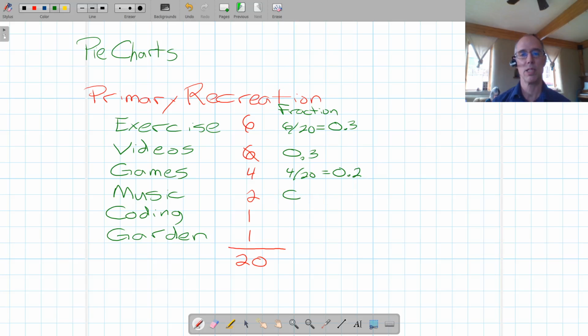2 out of 20 would be 10%. 1 out of 20 would be half of that 10%, so that'd be 5%, and then this would be 5%, or 0.05 as a decimal. So I could just use these fractions to go around the circle. So I'm going to try that way first.